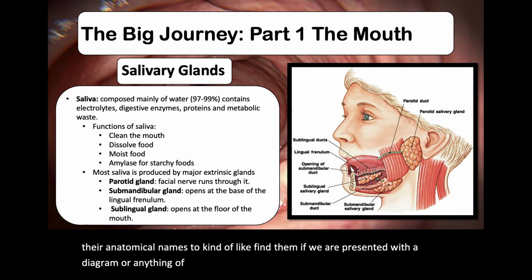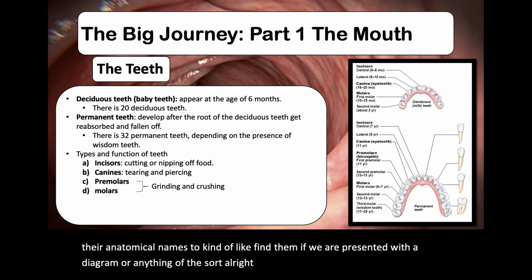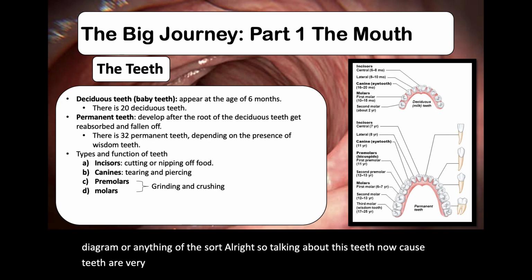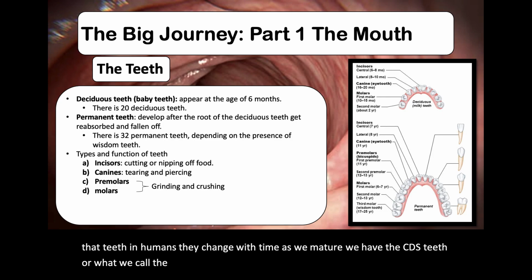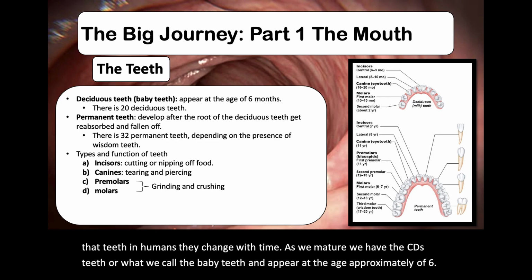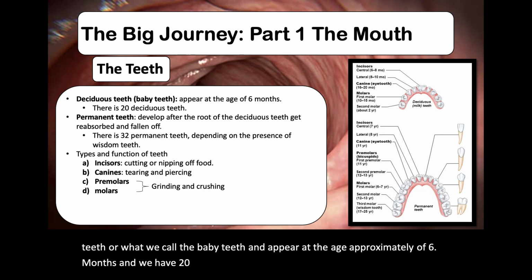All right, so talking about teeth now, because teeth are a very important component of mechanical breakdown, and we all know that teeth in humans change with time as we mature. We have the deciduous teeth, or what we call the baby teeth, which appear at the age of approximately 6 months, and we have 20 of these deciduous teeth.